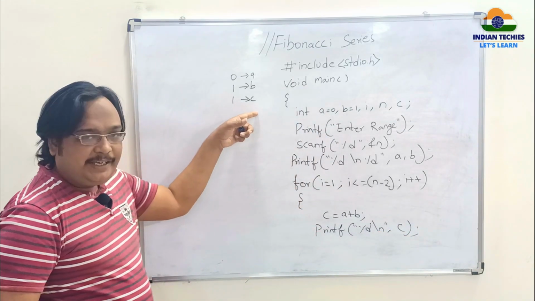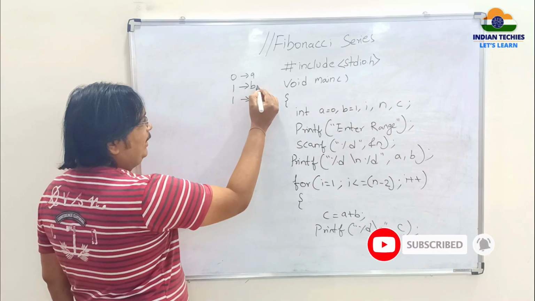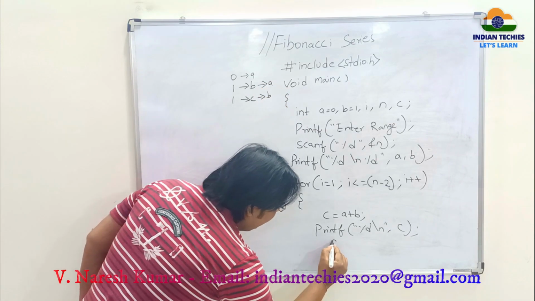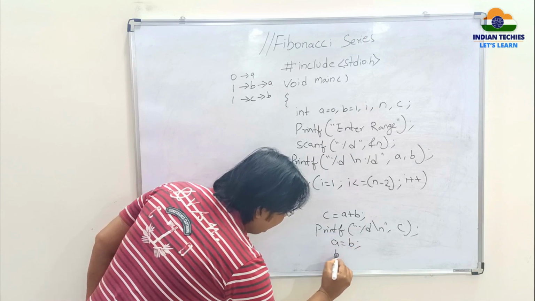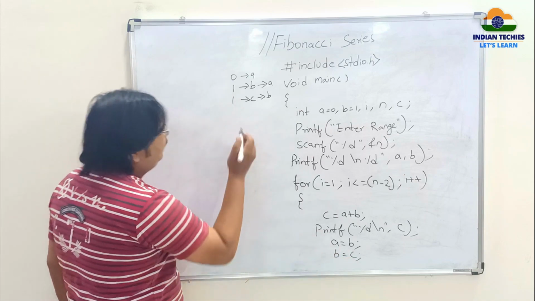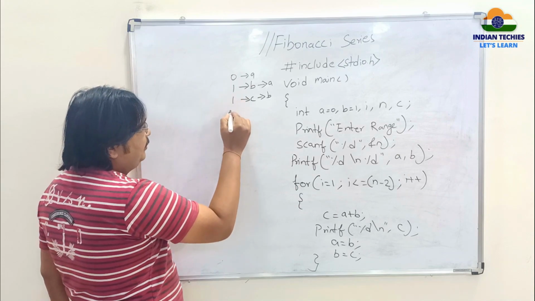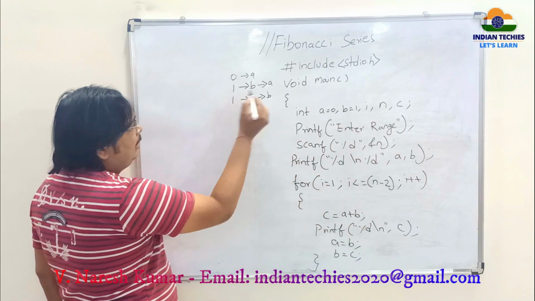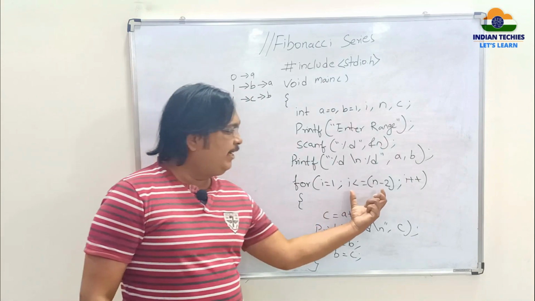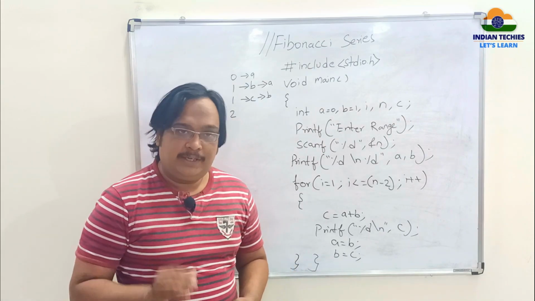So once c has been printed, to get the next value, you have to add the previous one and this one. So I am making b as a and c as b. That is a is equal to b, b is equal to c. So again the loop starts and this process continues. c is equal to a plus b, that is, the latest a plus b is 1 plus 1, 2. So this loop continues as many times as you want, and close main, right?